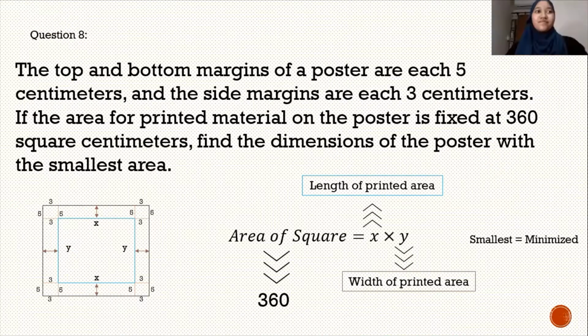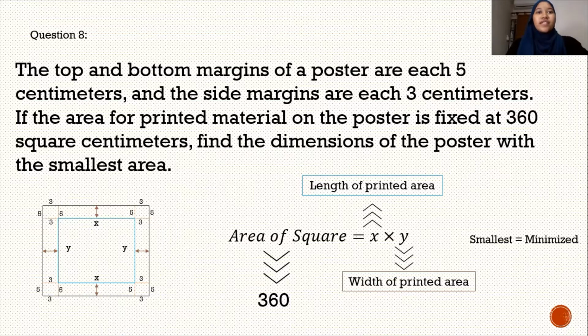Okay, so for this question, the top and bottom margins of a poster are each 5 centimeters and the side margins are each 3 centimeters. If the area for printed material on the poster is fixed at 360 square centimeters, find the dimensions of the poster with the smallest area. From the slide before, we knew that we need to visualize the picture. So we have this square with 360 square centimeters.